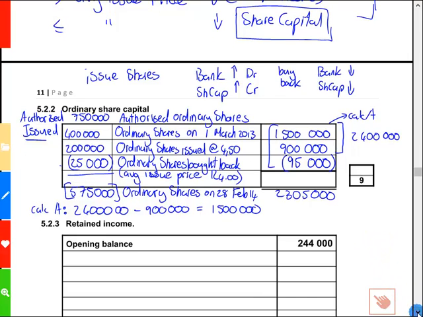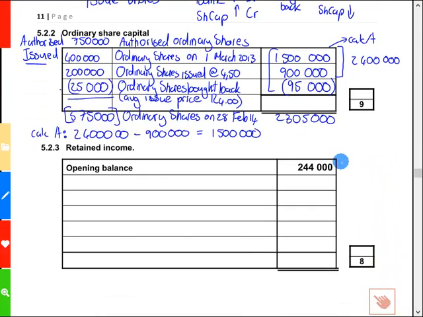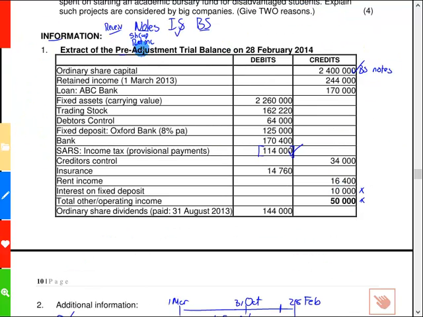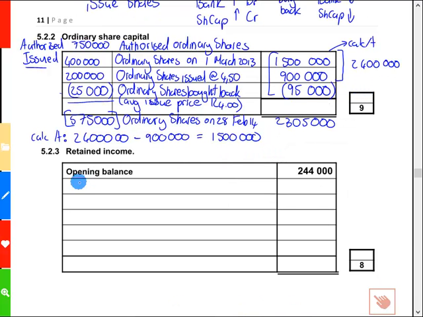Got an opening balance of 244,000. Where did they get that from? That was in the pre-adjustment trial balance, 244,000 Rand. Okay, so that's already been included. Then we know what we need to add to retained income. Retained income increases with the profit that we make.